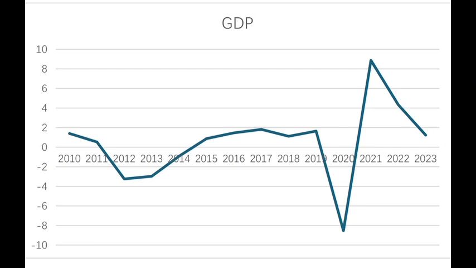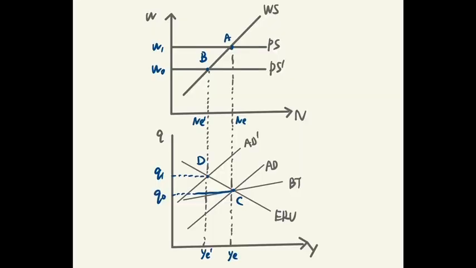Under this negative demand shock in Figure 2, AD moved to the left. Due to the reduction in demand, the company's sales decrease and the profits decrease. The company will reduce workers' wages, so the PS curve will move downward. Workers' wages will decrease, so point A moves to point B, and the employment rate corresponding to point A is NE, moving to a new NE point, from which we can know that the employment rate decreases and the unemployment rate increases.